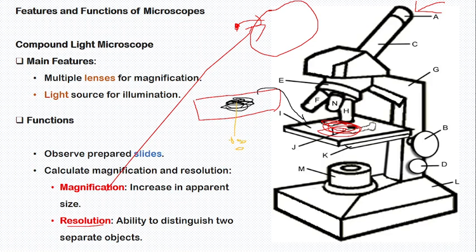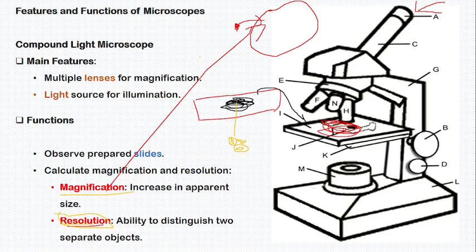It means the ability of the microscope to distinguish these two objects, this one and this one, to see them separately. That is what you call resolution. This is what you call resolution. So what is the difference between magnification and resolution?